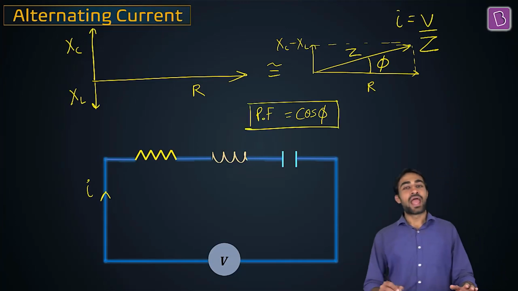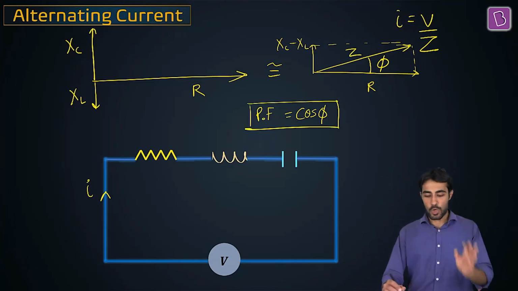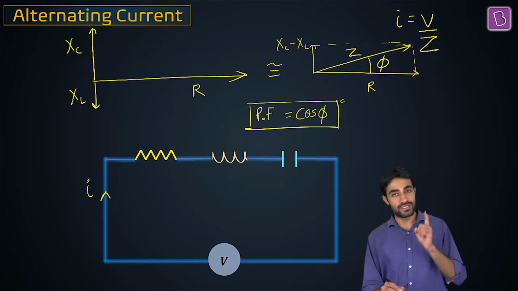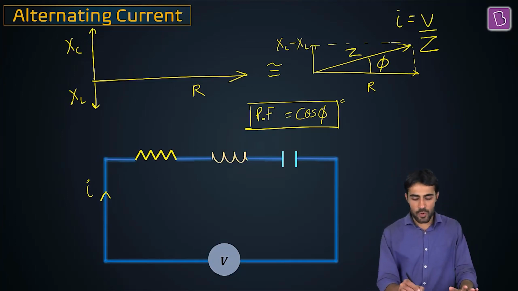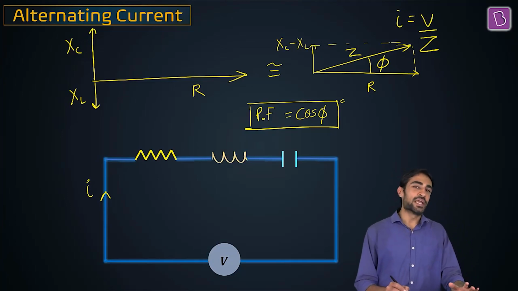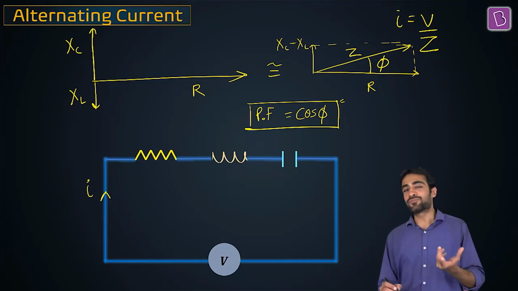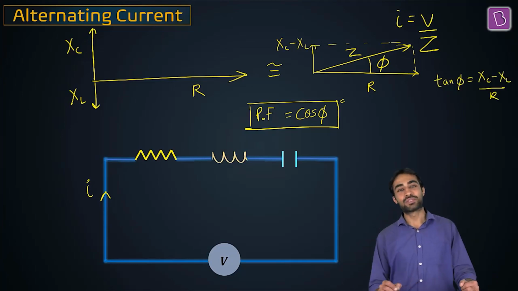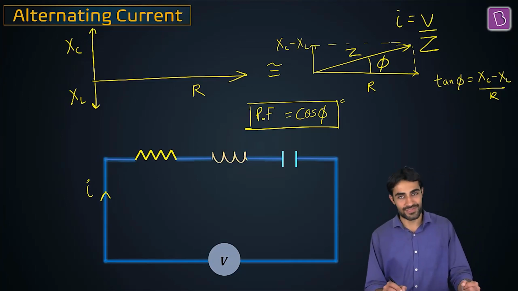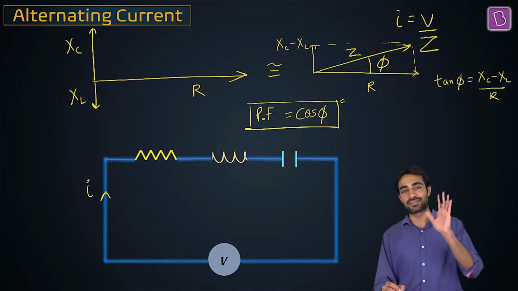So, we have everything clear now. Cos phi is the power factor. We have to calculate this power factor for our given circuit. And how do we calculate phi? Well, we can calculate tan phi and then we can get some idea about phi. So tan phi, as we can see from the diagram, is Xc minus XL divided by R. So this is how we can get some idea about phi, and cos phi will give us the power factor. Now let's go and try to understand the question.